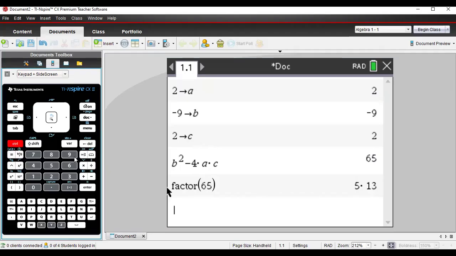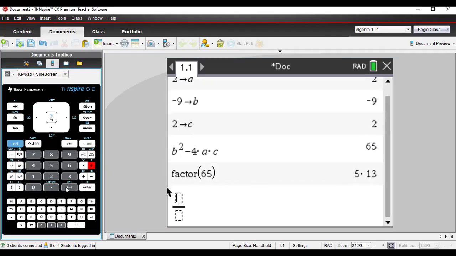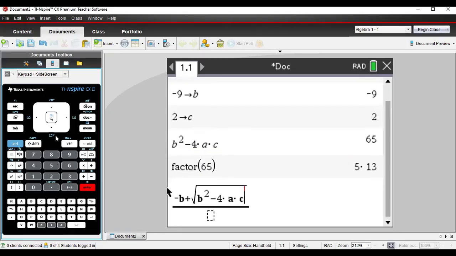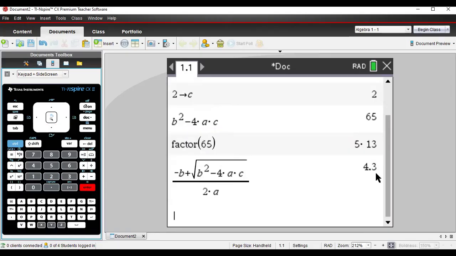So we're just going to go control divide. We're going to enter the negative b plus the square root of, and remember, you can go up here and copy the b squared minus 4ac. You don't have to type that all again. And then down here, it's just going to be 2a. And now I'm just going to press enter. Now it's rounded for me. It's 4.3, so that's one of my solutions.